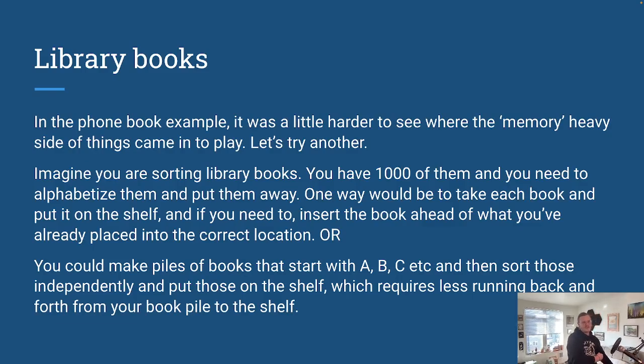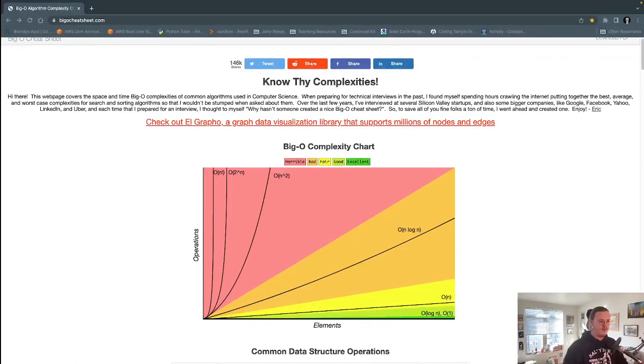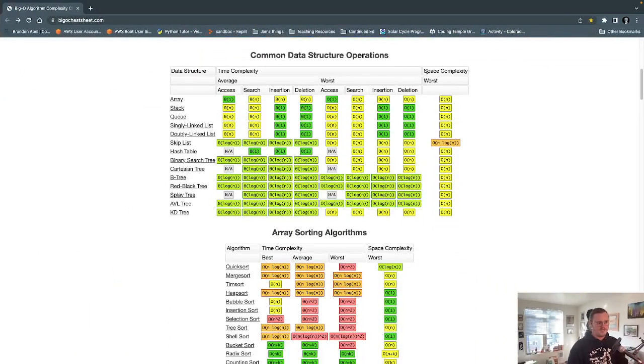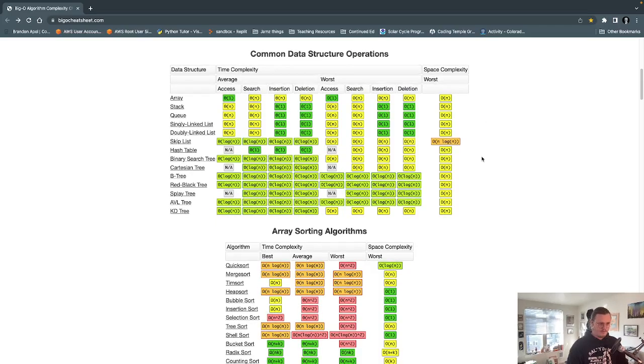So in the phone book example, it was a little harder to see where the memory heavy side of things came into play. So again, if we go back to this website, we've got space complexity, and that's what we're talking about with our memory, okay? And so if I have an array that's 5 items long, then O of n is going to apply here because however many items are in the array is how long it's going to take. That's how much memory it takes, right? 5 items is going to be 5 spots in memory. And most of these are basically that way.